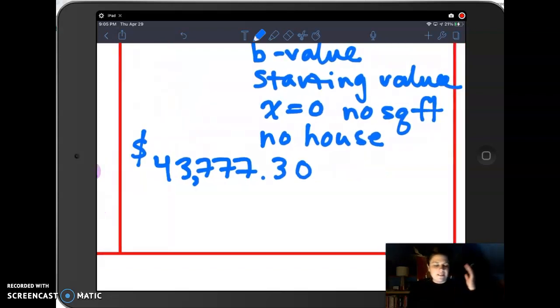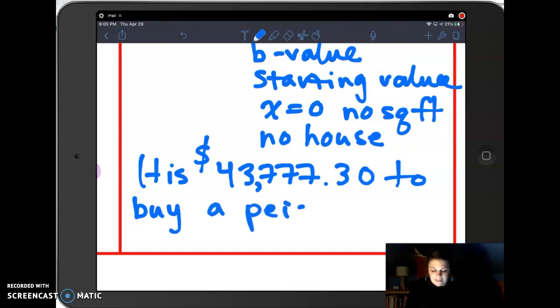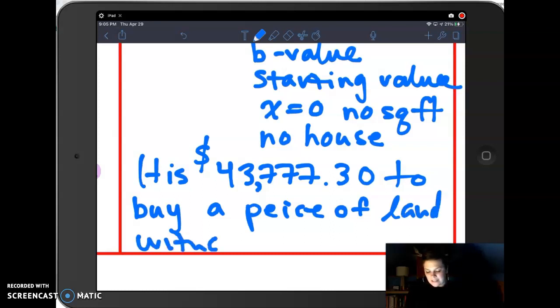We could say this in so many different ways, but we want to write at least one example. So we could say it is $43,777.30 to buy a piece of land without a house. Again, like I said, there are so many different ways to say this.